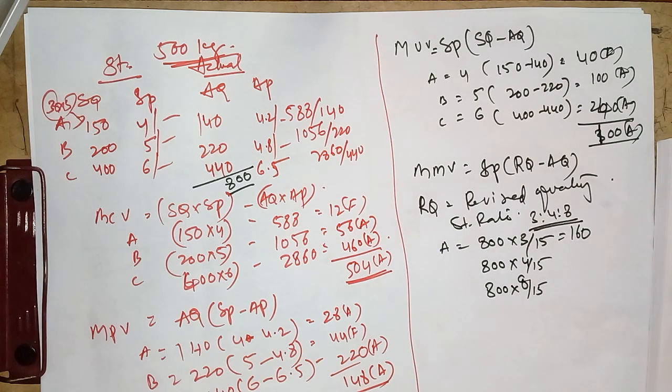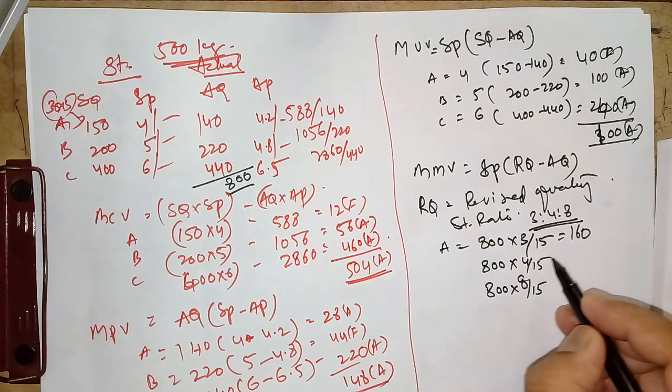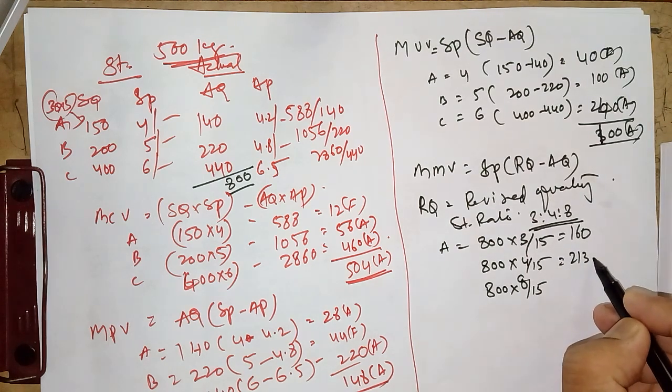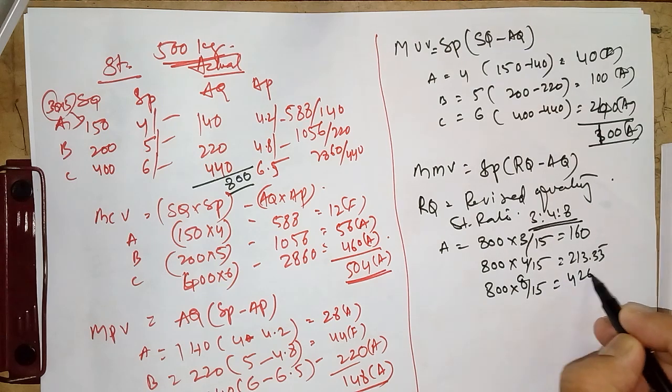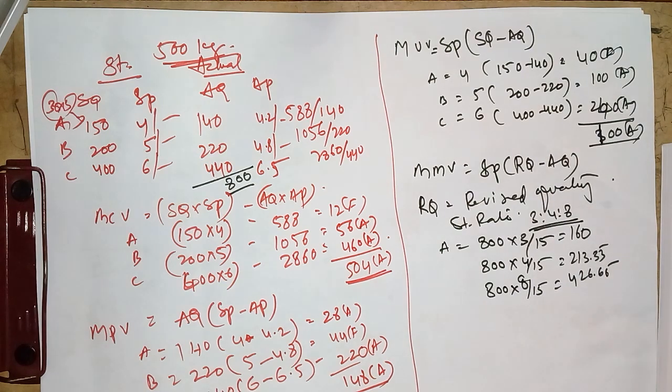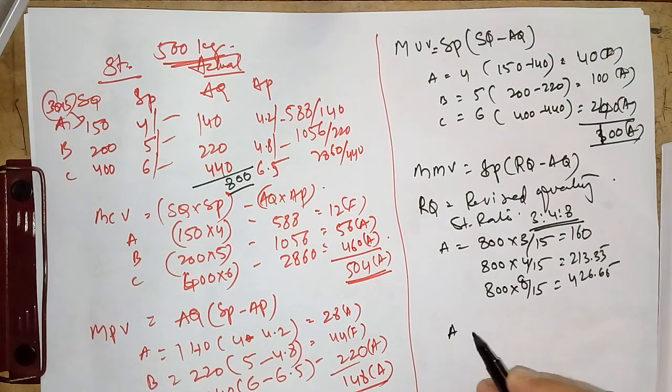800 into 4 divided by 15 is equal to 800 divided by 15. Then for 3, and then for 4, we are getting in points 21.2, 13.33 bar, then 426.66 bar, right? Now you can easily calculate RQ.